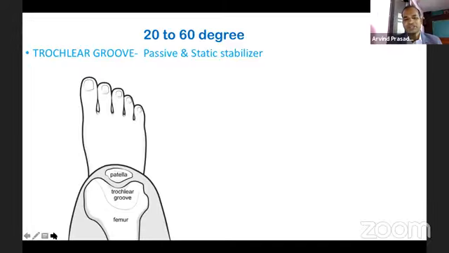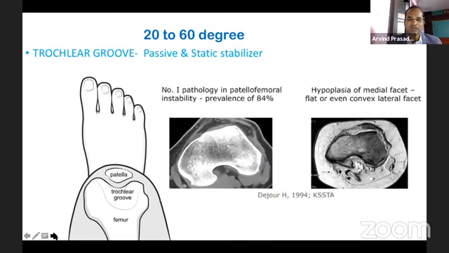After 20 degrees, the patella gets engaged in the trochlear groove, and as the angle of flexion of the knee increases, the articulation between the patella and the trochlear groove also increases. So the trochlear groove is a passive stabilizer of this patellofemoral articulation. Having said that, trochlear dysplasia is one of the most common causes of recurrent dislocation of patella. Prevalence is almost 84% of cases of recurrent dislocation of patella; there is some degree of trochlear groove dysplasia.